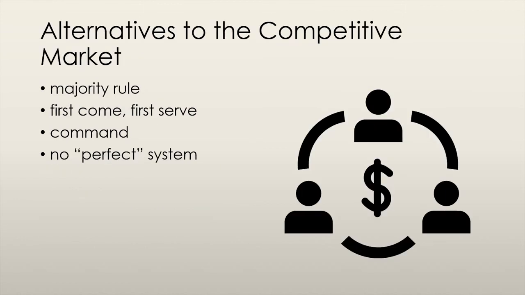If we don't use the competitive market as a means of allocating resources, we can consider using any of the allocation methods I talked about in the first part of this lecture. The idea is that there is no quote-unquote perfect allocation method, but the competitive market seems to work the best for goods and services.